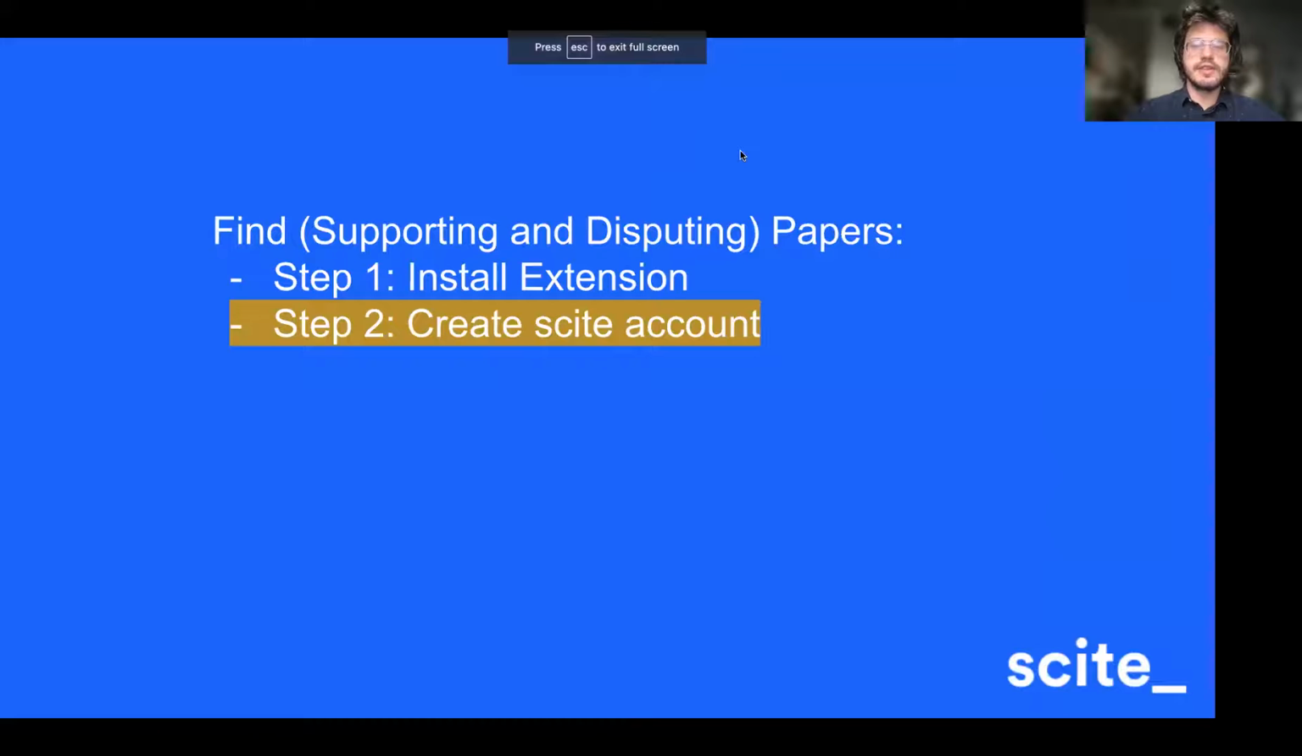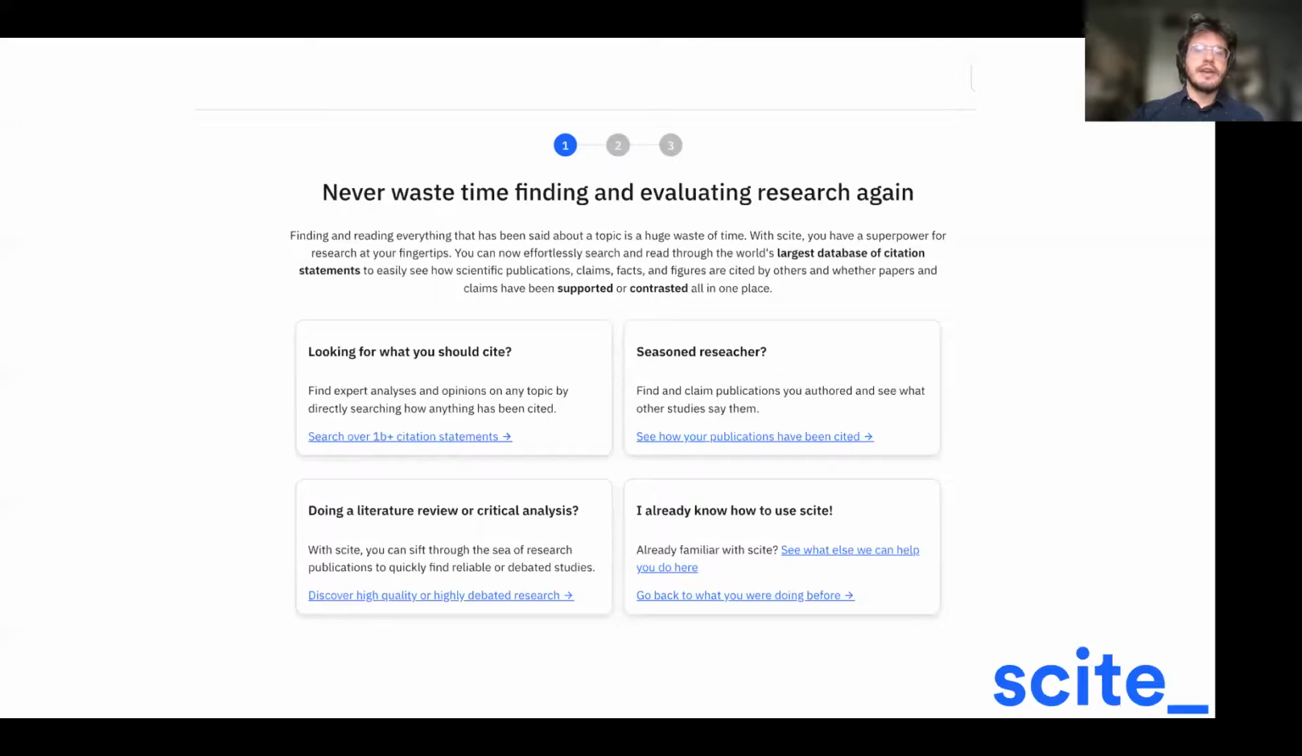Okay, so after installing the extension, the second common place people start is creating a Scite account, which, if you log in either on a Tel Aviv IP or with Easy Proxy, I believe was set up, or just with your Tel Aviv email, you'll be able to get a Scite account with unlimited access during the trial. And when you create a Scite account, you'll go through this walkthrough. We've since updated this, so this slide is a little bit old.